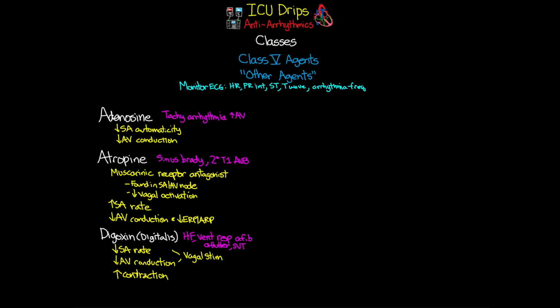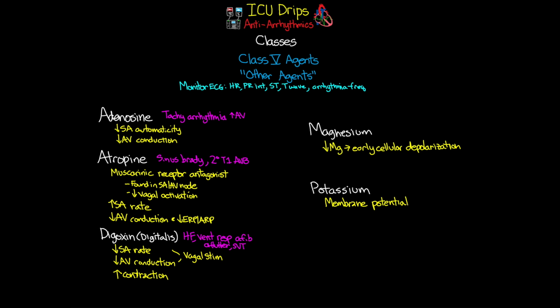Now, the last two agents that I really want to talk about within this class include our magnesium and our potassium supplement. Now, magnesium plays a very important role in many enzymatic reactions, including one that's responsible for the sodium-potassium pump. And so hypomagnesemia can really lead to early cellular depolarization. Potassium, as we know, plays an important role in that membrane potential, and it also plays an important role in the repolarization of the action potential.